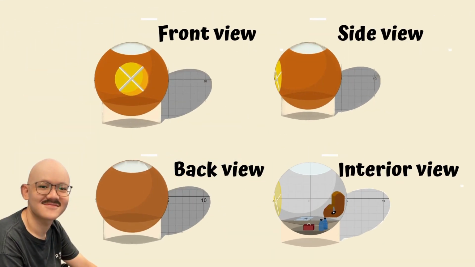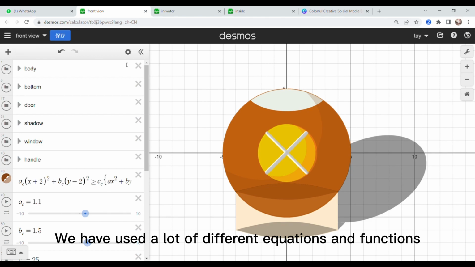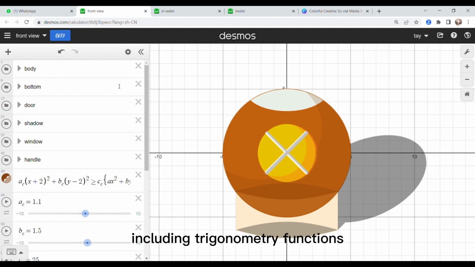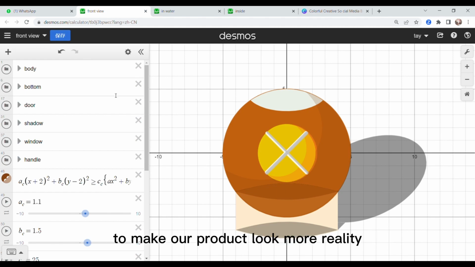We have drawn some perspective views using our Desmos calculator, including front view, side view, back view, and interior view. So let us look at the front view. We have used a lot of different equations and functions, including trigonometric functions, polynomial and rational functions, linear equations and also quadratic equations to make our product look more realistic.